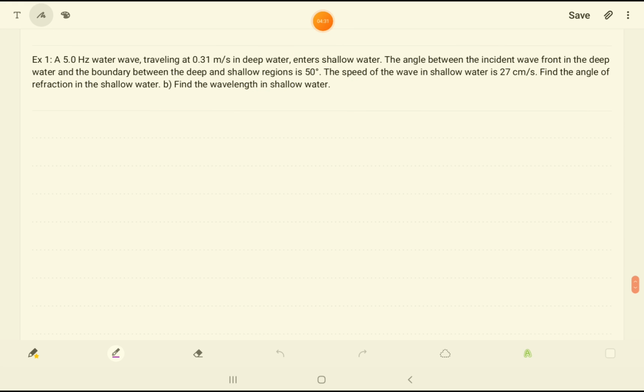Our first refraction example reads as follows. A 5.0 hertz water wave traveling at 0.31 meters per second in deep water enters shallow water. So there's a change in medium here, or change in depth. The angle between the incident wave front in the deep water and the boundary between the deep and shallow regions is 50 degrees. The speed of the wave in shallow water is 27 centimeters per second. So what we're going to do is just convert that quickly to 0.27 meters per second. A: find the angle of refraction in shallow water. And then B: find the wavelength in shallow water.